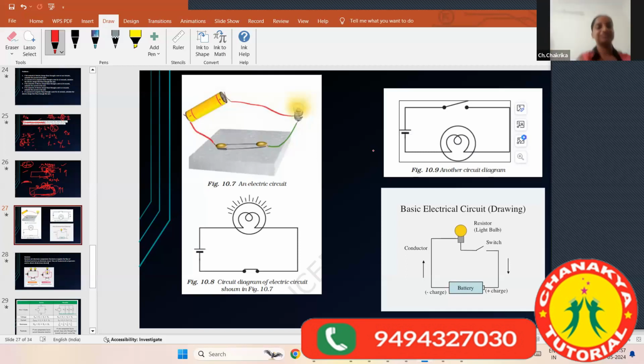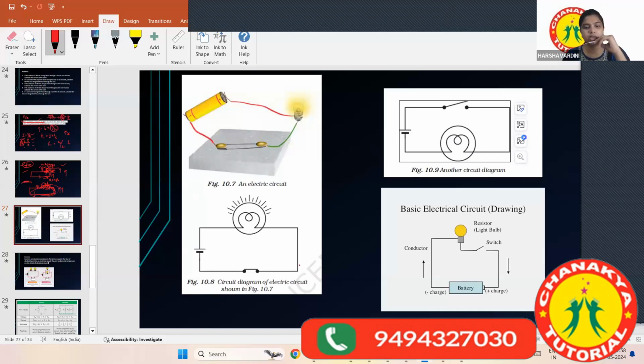Okay, ma'am. Like that, it also has a heating effect, no? So because of the heating effect, it will burn. Yes. So, coming to the next part, the circuit diagram.